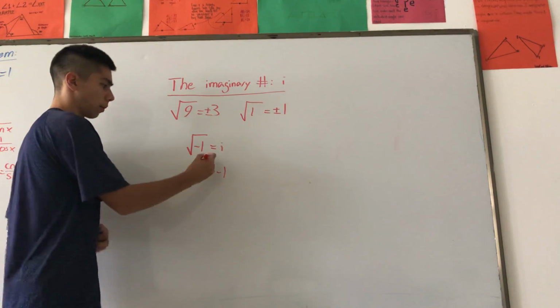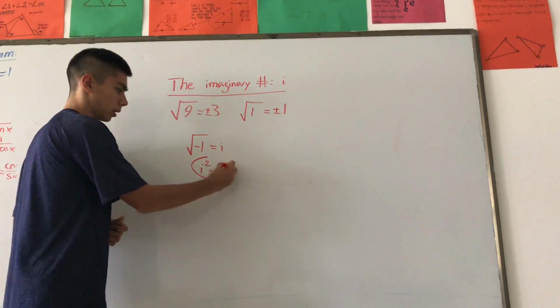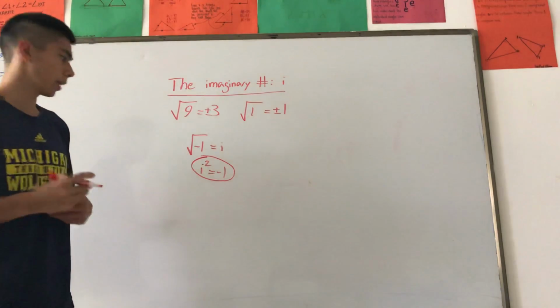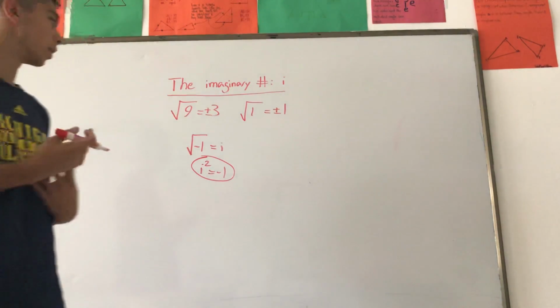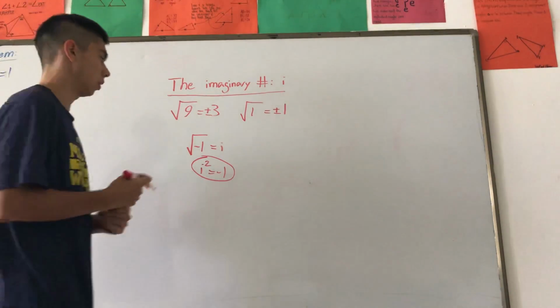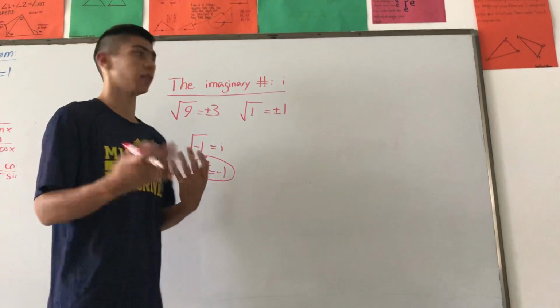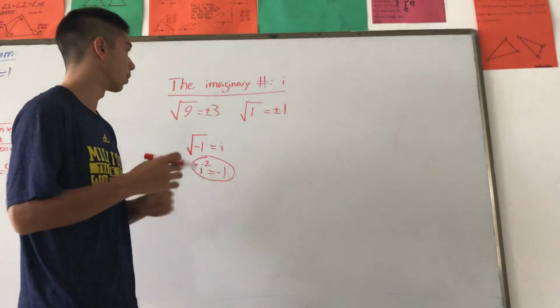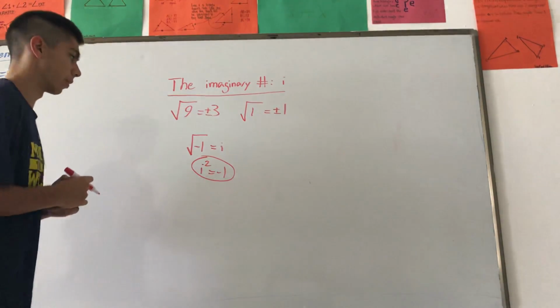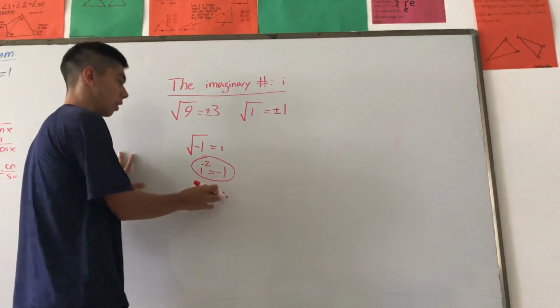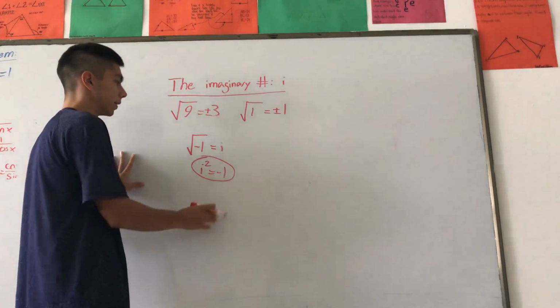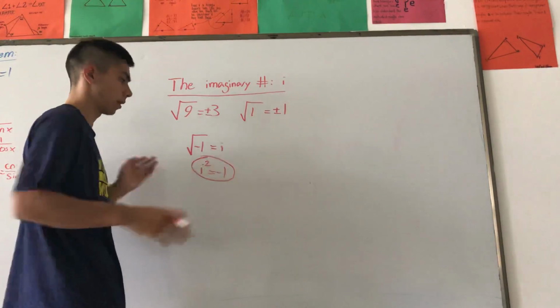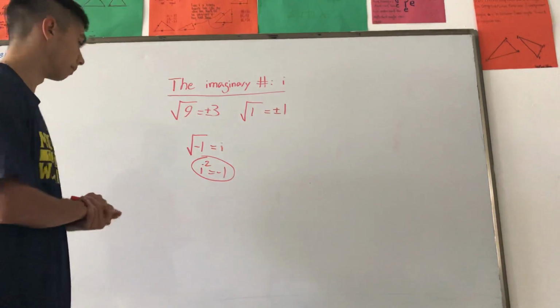Okay? Personally, I think that this one is easier to remember, that i squared is equal to negative 1, because we are going to have to use i squared eventually to turn an imaginary number into a real number. Okay, so now you've learned the definition of the imaginary number i. It's i equals the square root of negative 1, or i squared equals negative 1.